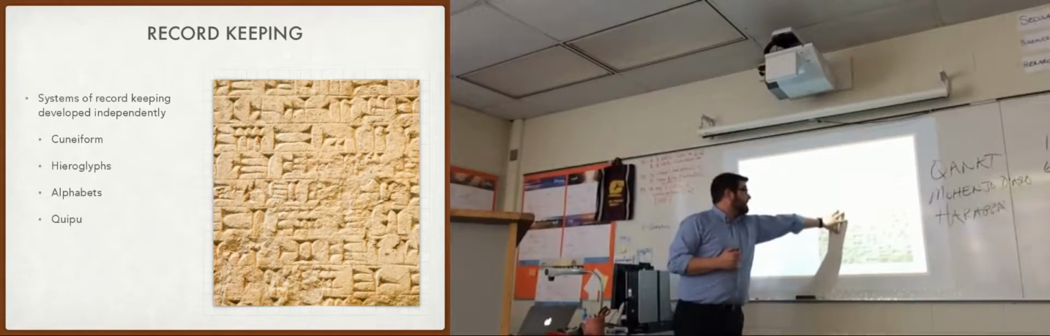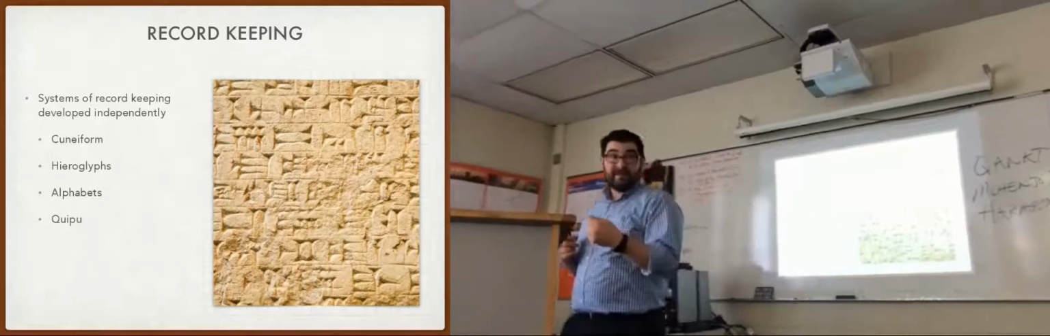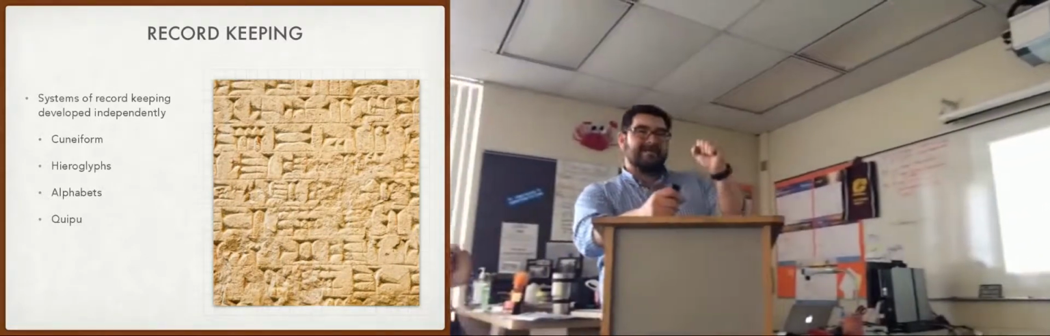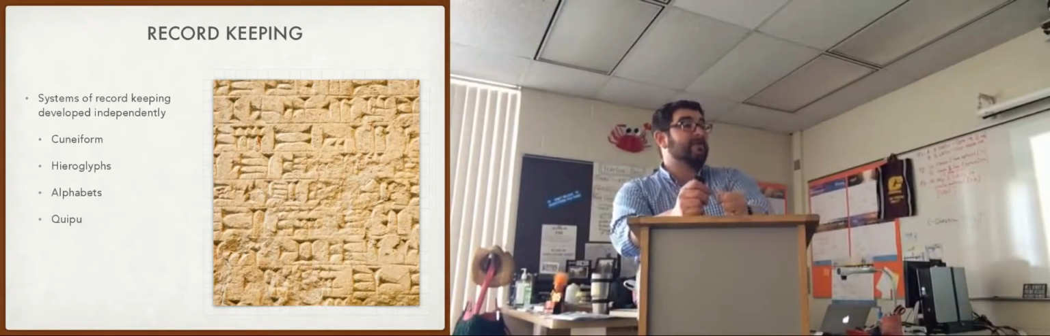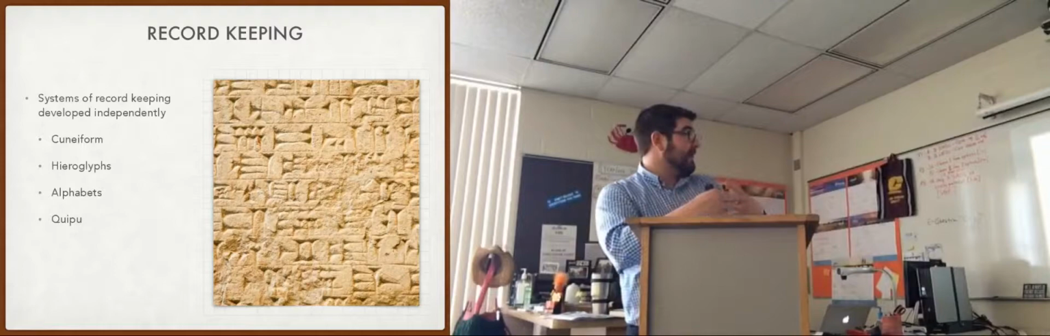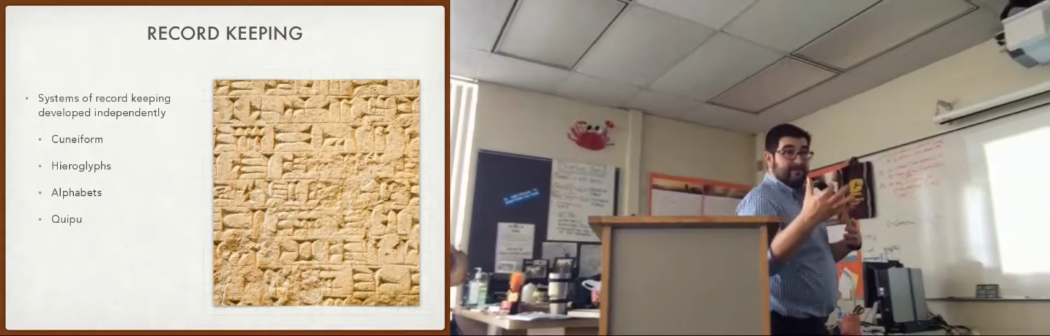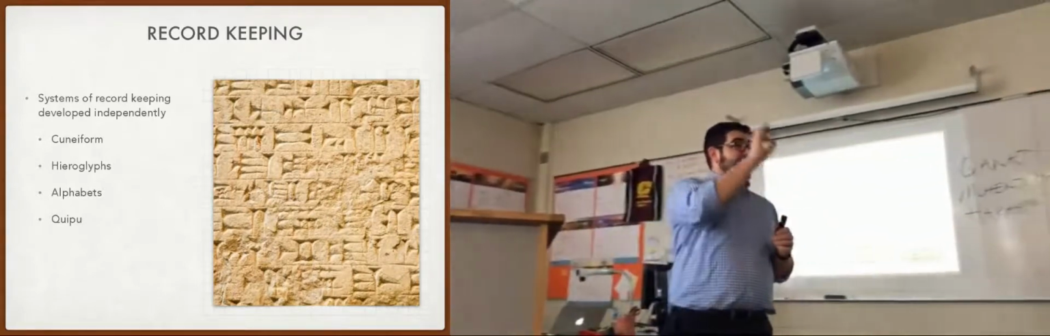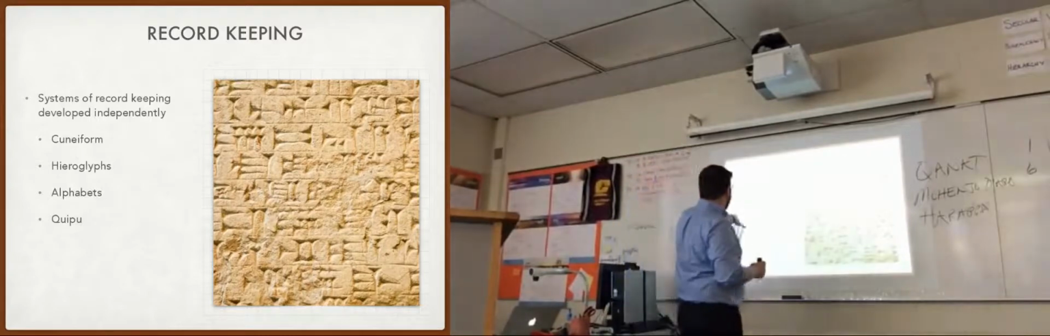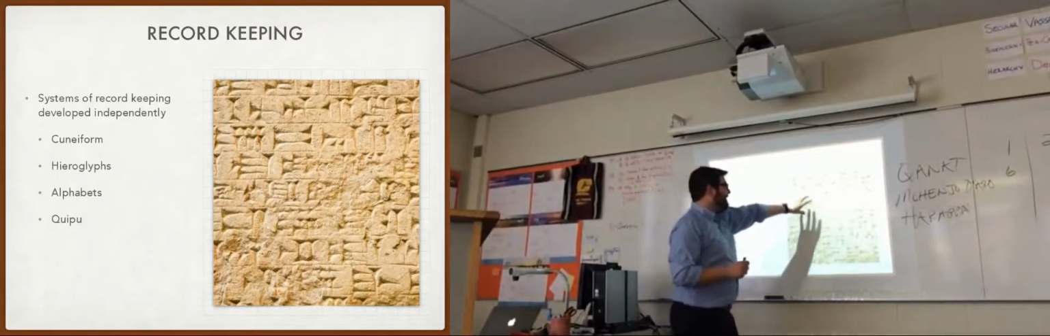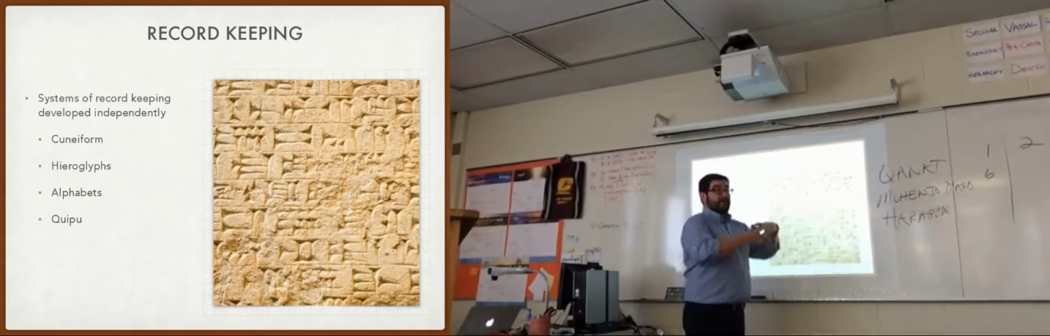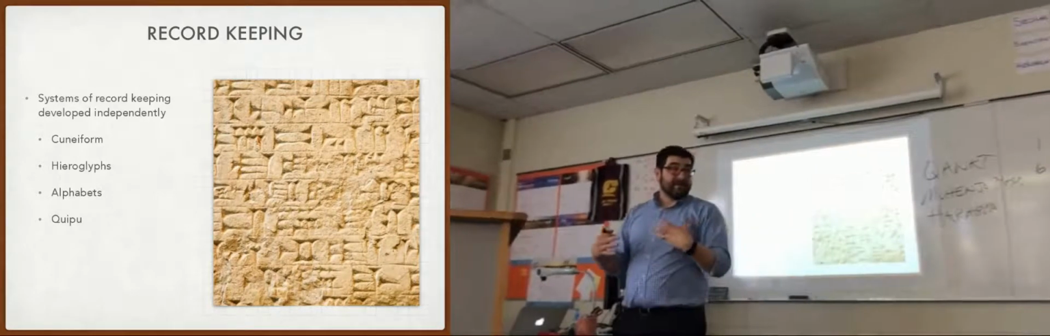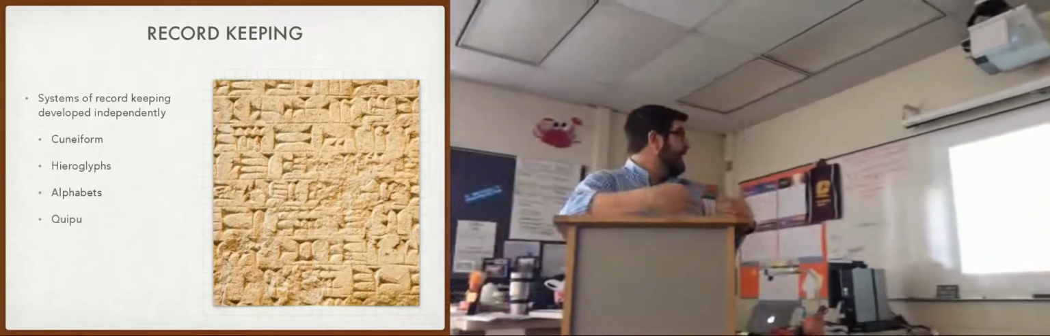What you see here is called cuneiform. This is from Mesopotamia. Cuneiform writing is basically made by pressing a reed at different angles into a soft tablet of clay. Hieroglyphs, you guys are all familiar with Egyptian hieroglyphics. That's picture writing. Both cuneiform and hieroglyphs are kind of the same way. They're representations of things that people might be doing in their lives that are going to mean something.